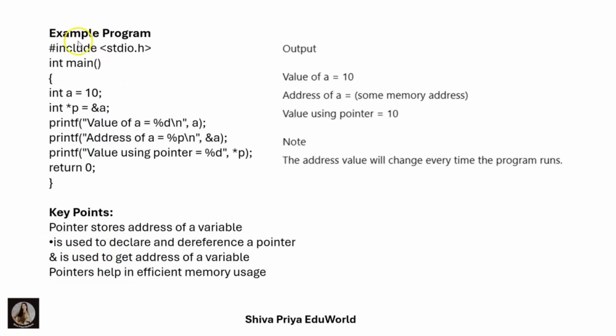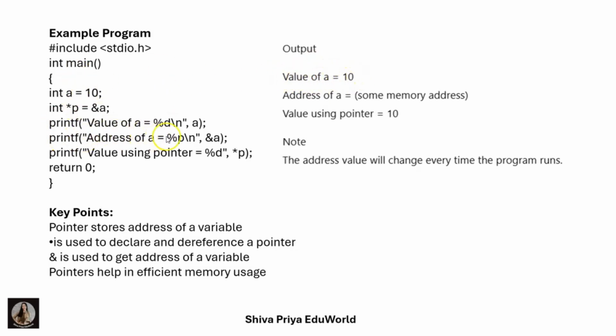And the next one is the program. Hash include standard input output.h. I will include the standard input output header file. Int main, the program execution starts from here. Int a is equal to 10. Int star p is equal to address of a. I have declared and initialized it in the same line. Printf value of a is equal to %d, a. Here the value of a will be printed. It will give the output as the value of a is equal to 10.